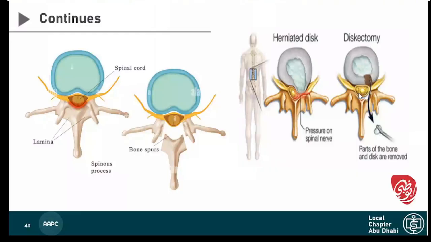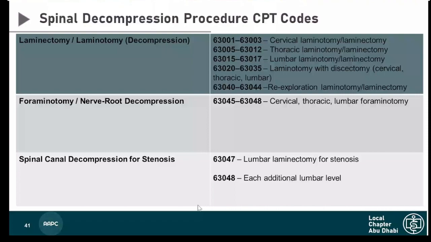The CPT codes for laminectomy start from the 63 series. Okay, for each level they have CPT codes. Cervical laminectomy or laminotomy: 63001 to 63003. Thoracic we have CPT codes 63005 to 63012, then lumbar 63015 to 63017. Laminotomy with discectomy, we have a series of codes, and re-exploration laminotomy or laminectomy.